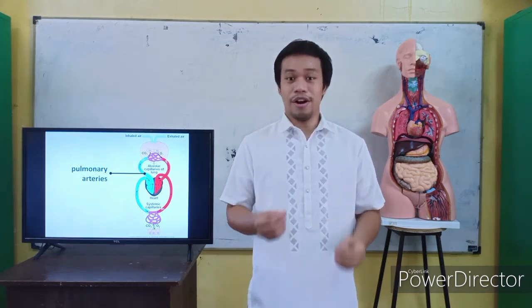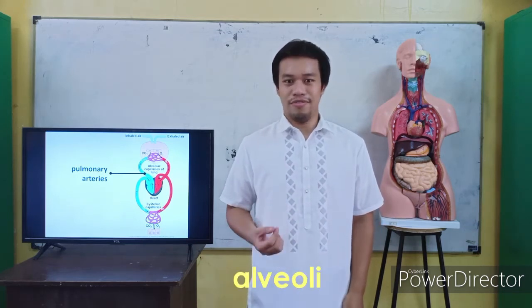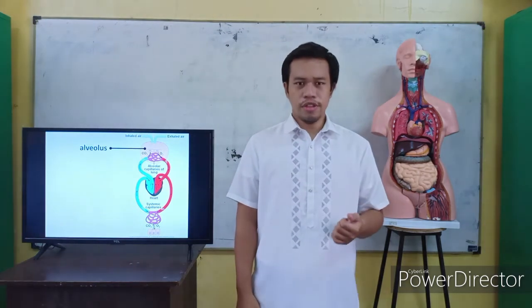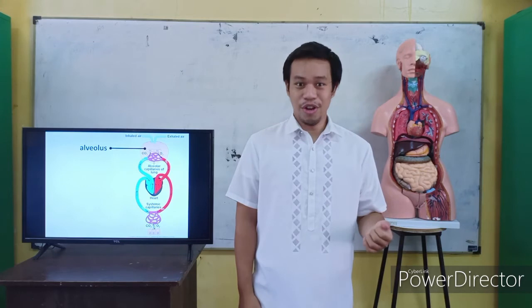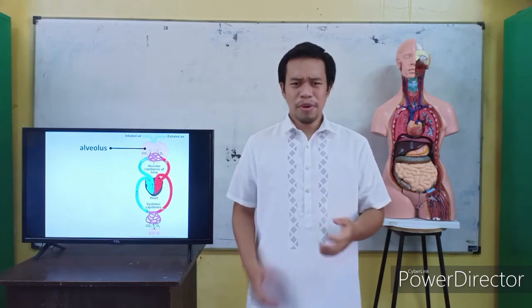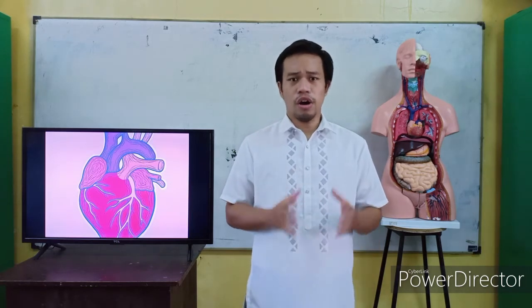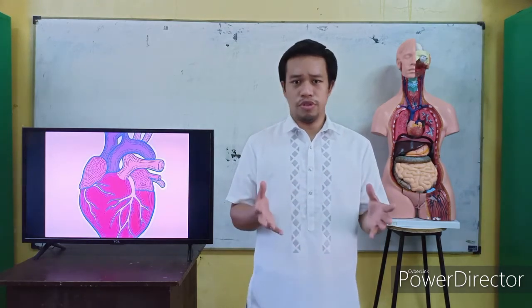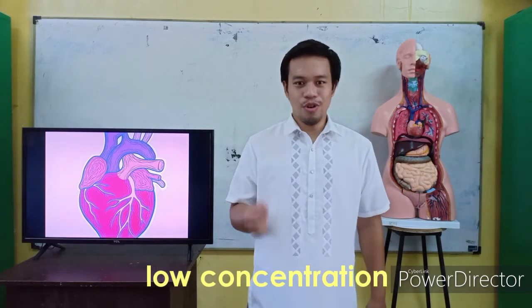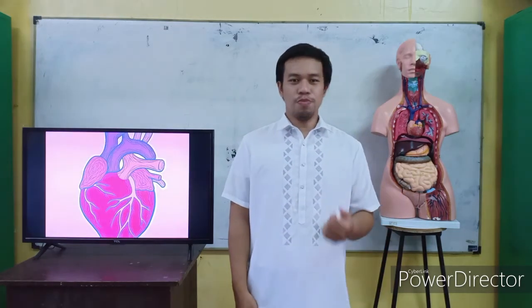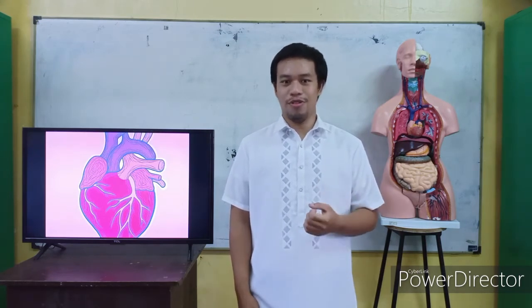These capillaries are in close contact with the oxygen-rich, air-filled sacs inside our lungs called the alveoli. The air inside our lungs contains more oxygen than the blood inside our capillaries. So the oxygen moves from the lungs to our blood. But what about the carbon dioxide? Yes, you're right. The carbon dioxide moves in the opposite direction, from our blood to our lungs, from high concentration to low concentration. At this point, the blood is now oxygenated, which means it contains more oxygen than carbon dioxide.